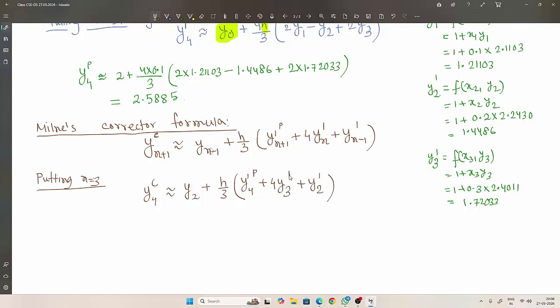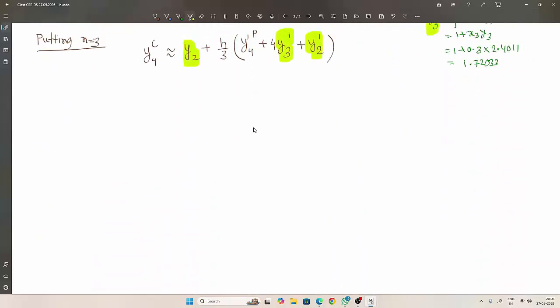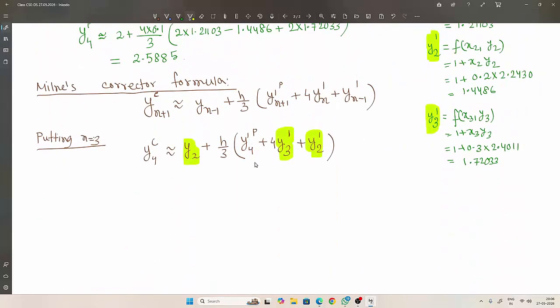Now y3 prime, y2 prime, both values we already have. We have already found this y3 prime here. We have this value. y2 prime we already have this value. And y2 we already have, from the question, y2 is already given here. This is y2. Now, the only thing you have to calculate for the corrector formula is the y4 prime value at the predicted point. So, just calculate it.